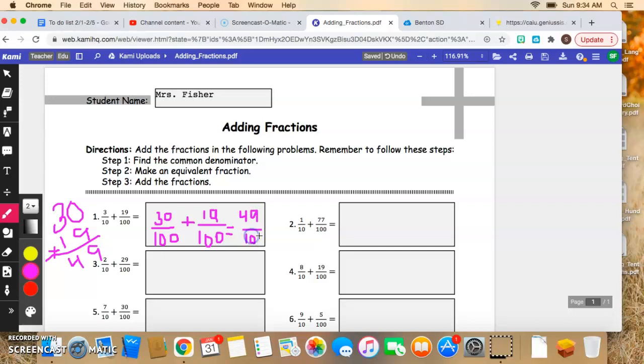Now we come over here. 1/10 plus 77 hundredths. If we look at this, we have to get that 10 to 100. The common denominator would be 100.